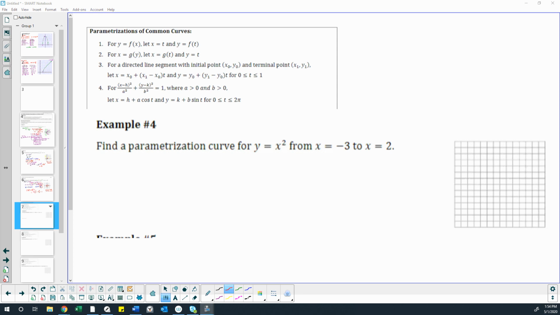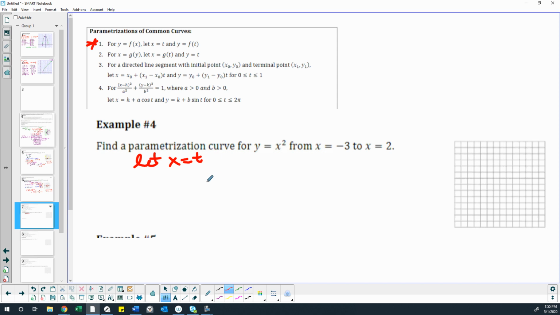Find a parameterization curve for y equals x squared from x equals -3 to x equals 2. Okay, so we're going to start by saying, we're going to let x equal t. That's our parametric equation for x.